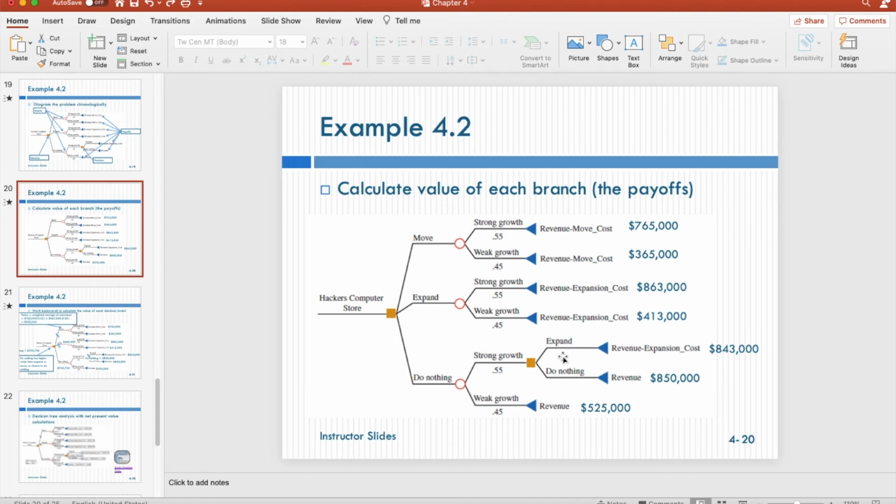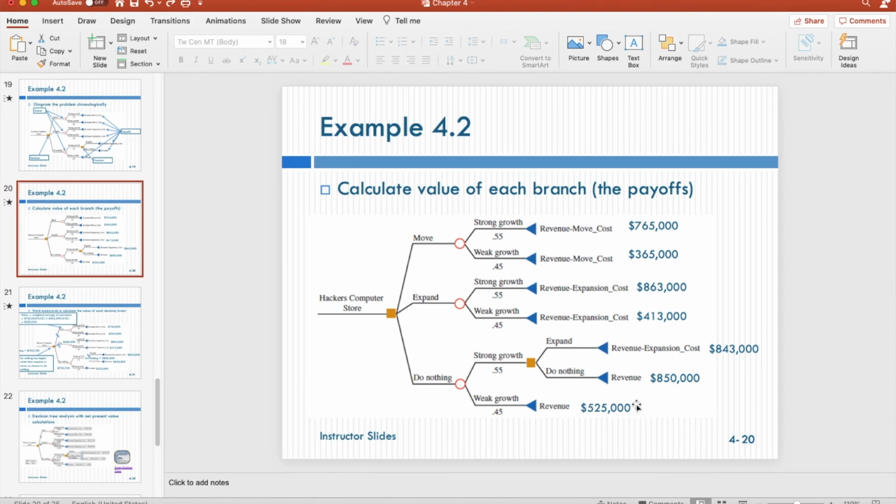After you ignore this sub branch, then do nothing. If you choose do nothing and you meet a strong growth, again you choose do nothing since the profit is higher than expand. So basically it tells you do nothing with a strong growth. What is your profit? It's 850,000 since you always choose do nothing here. And if you meet weak growth, what is your profit?